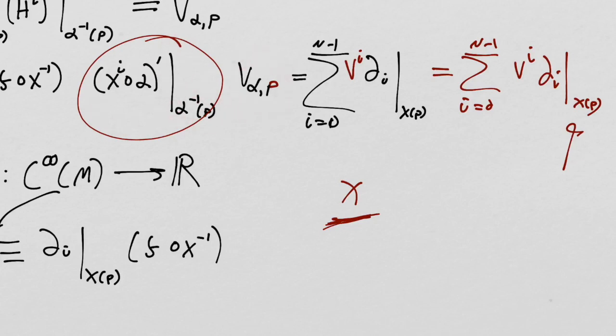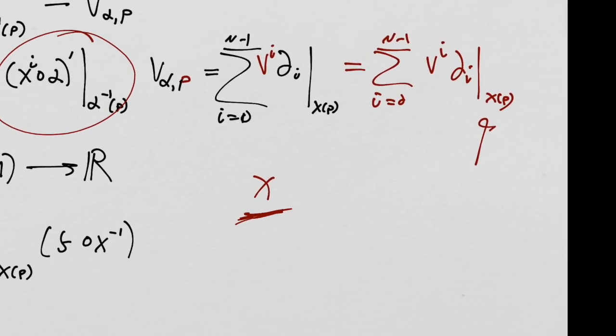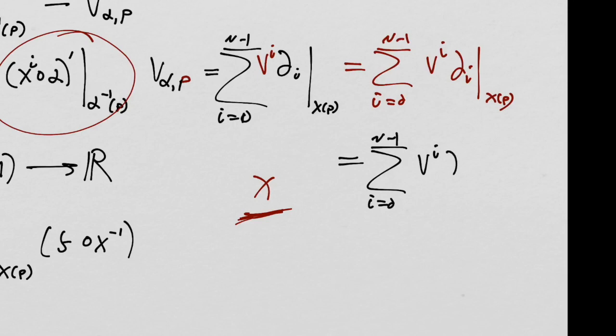So every directional derivative inside this space can always be written in this form. And now it's very easy to break this up. Let me go back to black. This equals the sum from i equals 0 to n minus 1 of v^i partial_i, where I'll now suppress this part just because it's understood that we're dealing with the tangent space at a point, so it's always going to be evaluated at that point.